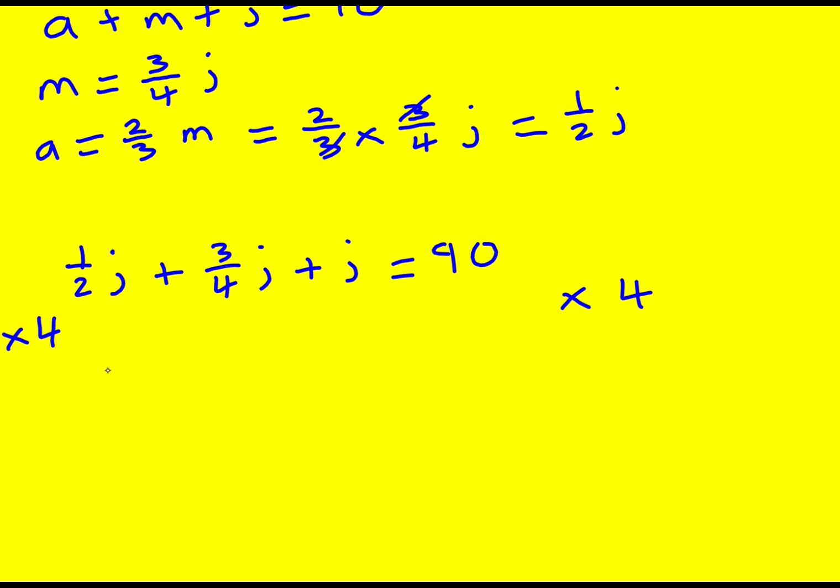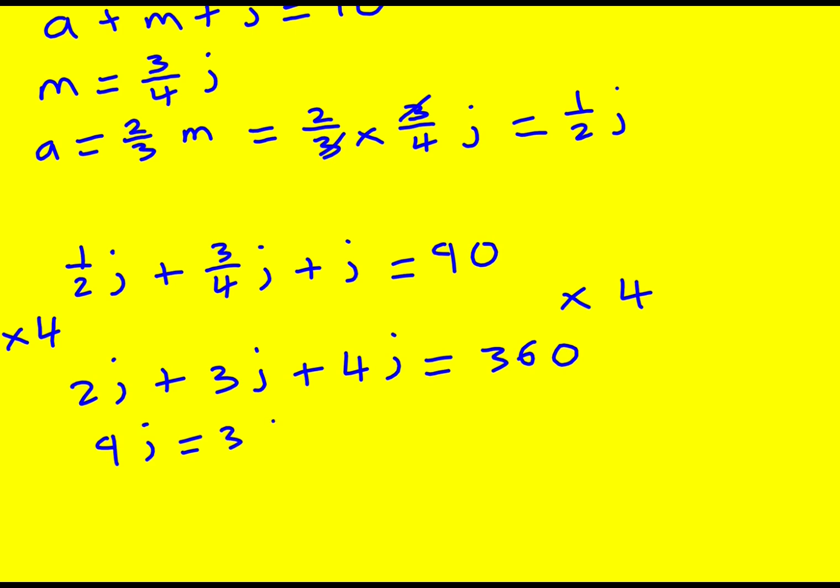If I times a half J by 4, I'm going to get 2J. If I times 3/4 by 4, I'm going to get just 3, so it's going to be 3J, and I'll get 4J over here. Don't forget to times the right-hand side. I'm going to get 360. So 9J is equal to 360. Divide 3 by 9, J is equal to 40.